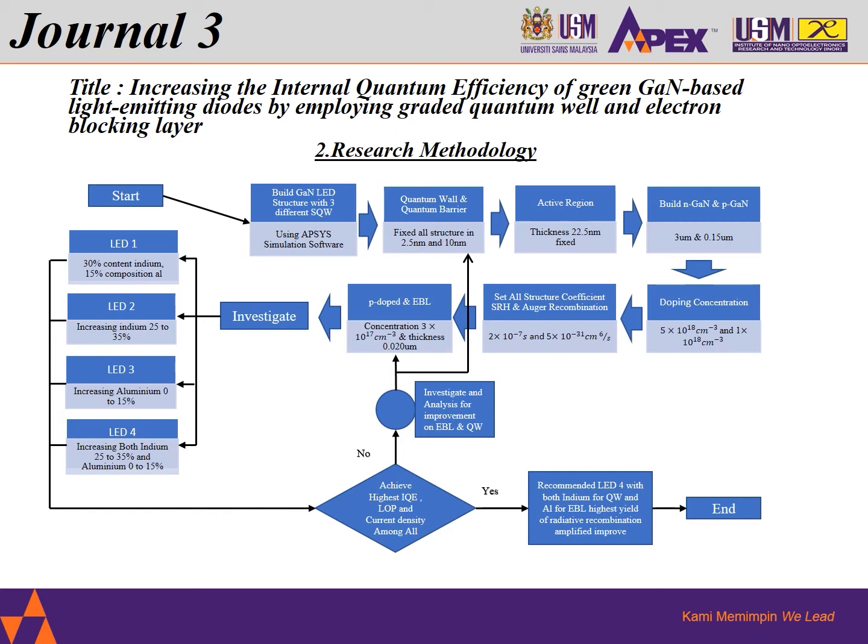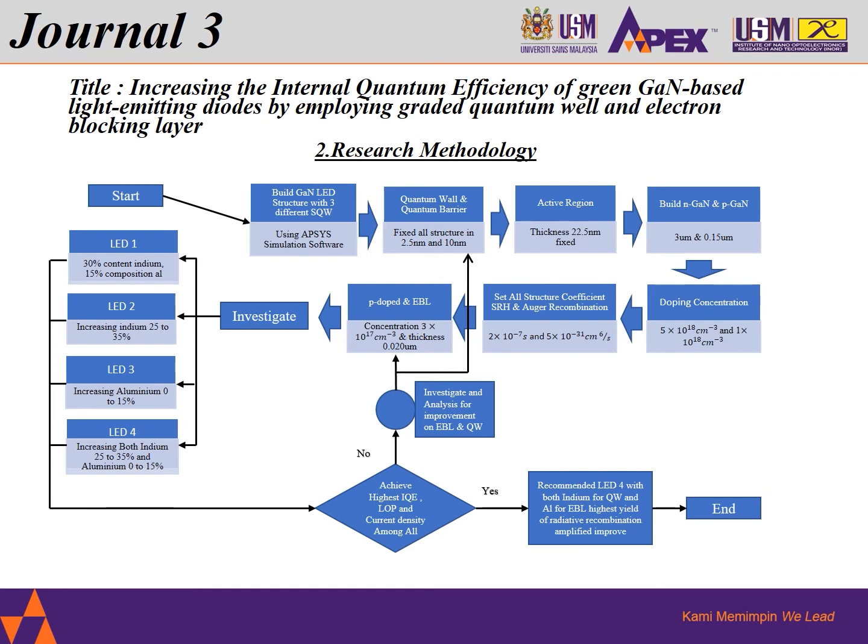The investigation will be divided into 4 kinds of LED that will be different. LED 1 will have 30% content of indium and 50% composition of aluminum. LED 2 will increase indium from 25% to 35%. LED 3 will increase the aluminum from 0 to 15%. And lastly, LED 4 will increase both indium from 25% to 35% and aluminum from 0 to 50%.